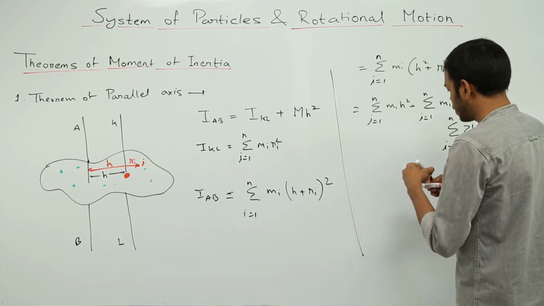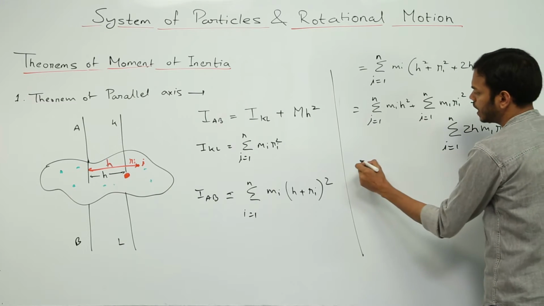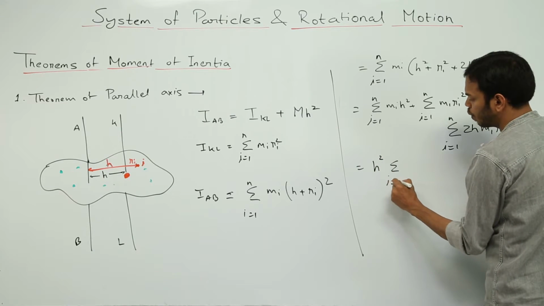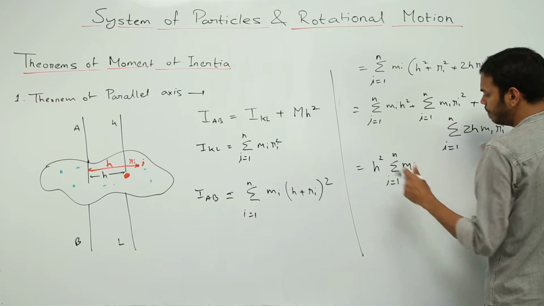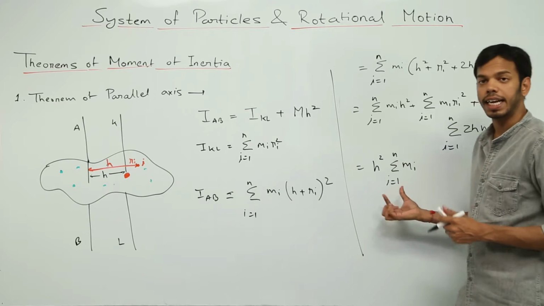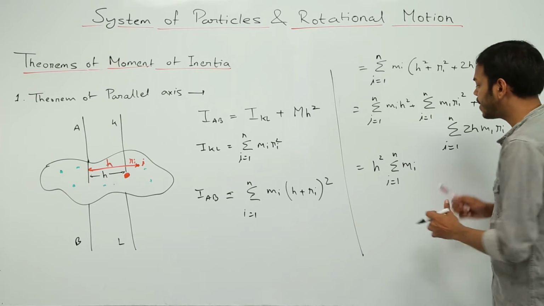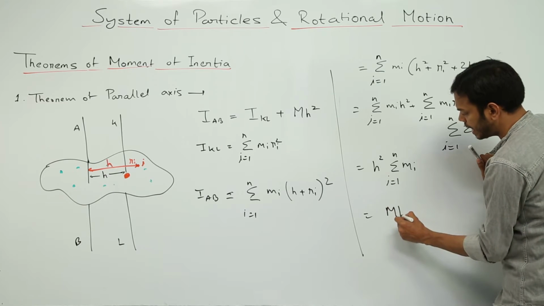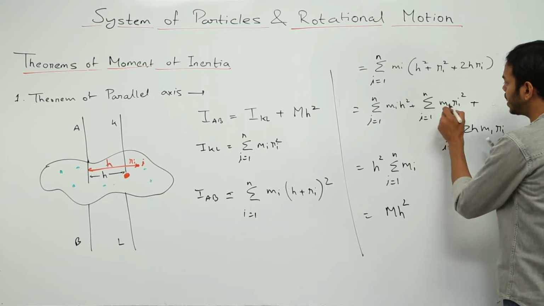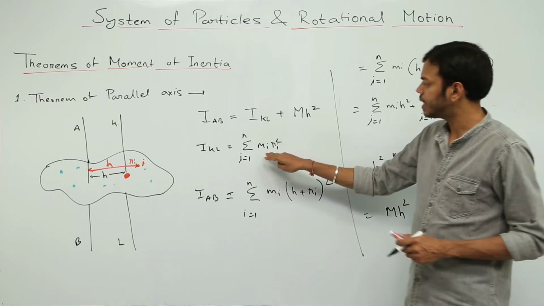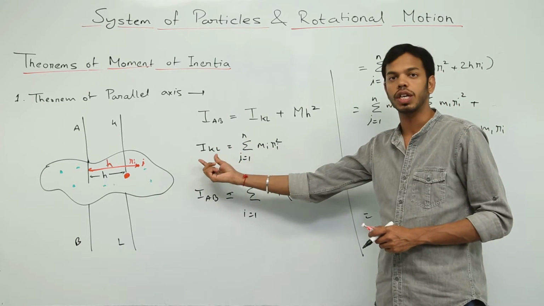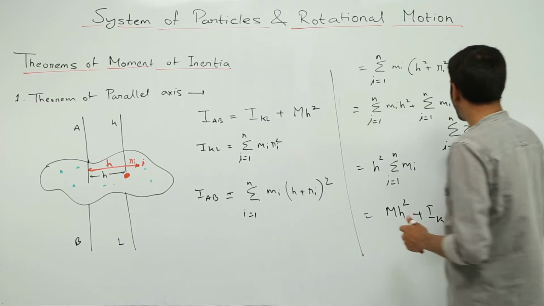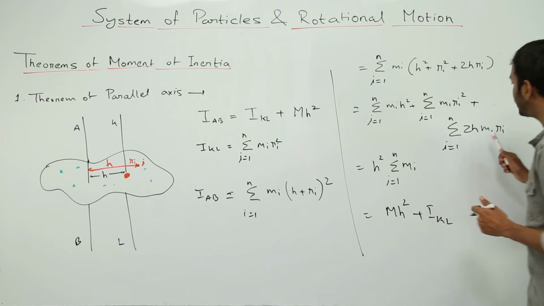Now look at individual terms. First of all, in this term, h square is a constant and can be taken out. I am left with summation i equal to 1 to n of mi. If I expand this term, I will get m1 plus m2 plus up to the nth term, that is the total mass of the body. So this term will become total mass times h square. This is true. Number 2, let's talk about this term, mi ri square. This is the moment of inertia about the axis KL. So I KL. Lastly, we are talking about this term which is summation of 2h mi ri.